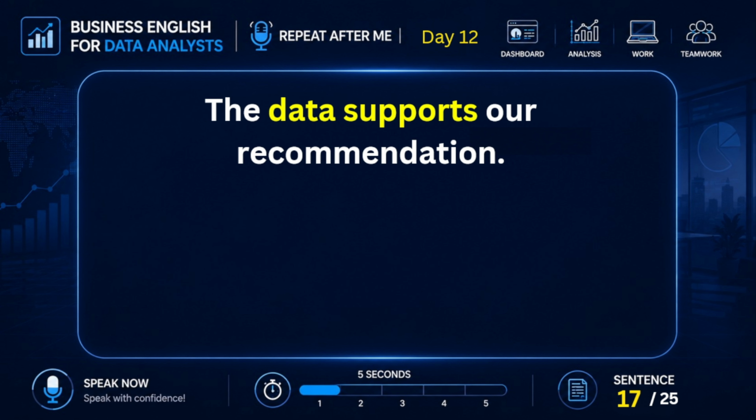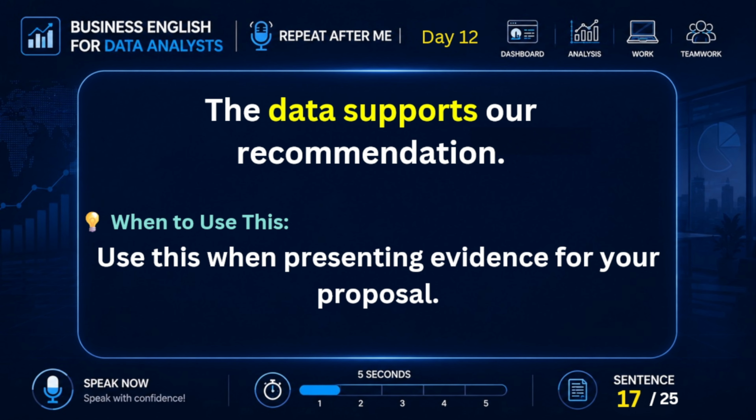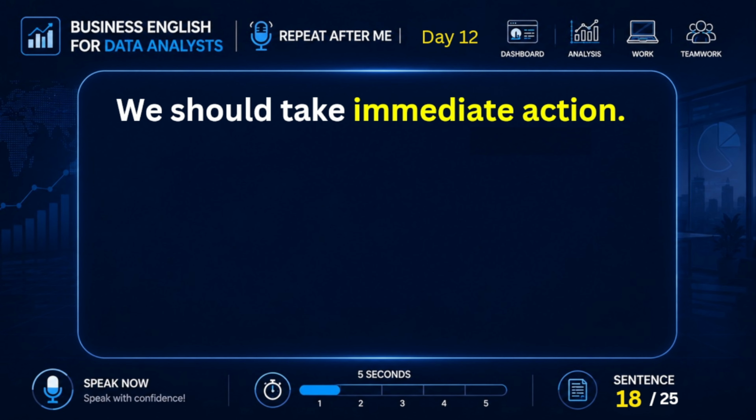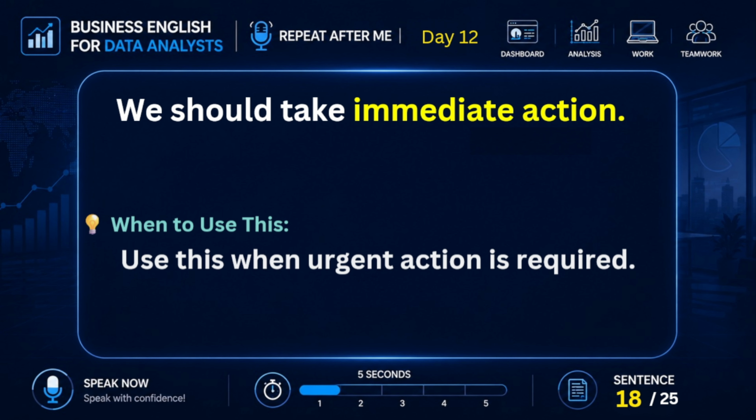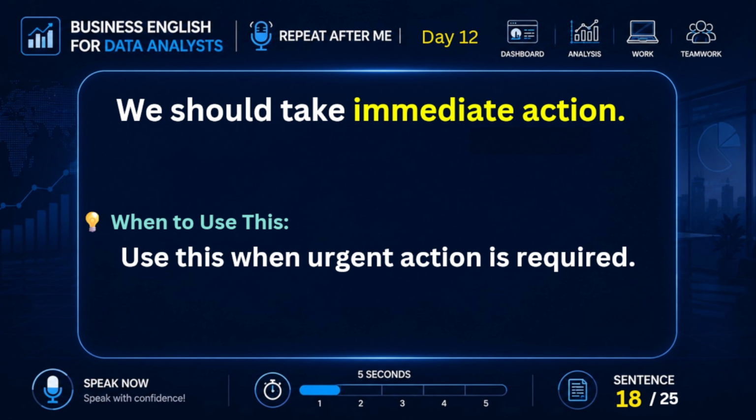The data supports our recommendation. Use this when presenting evidence for your proposal. We should take immediate action. Use this when urgent action is required.